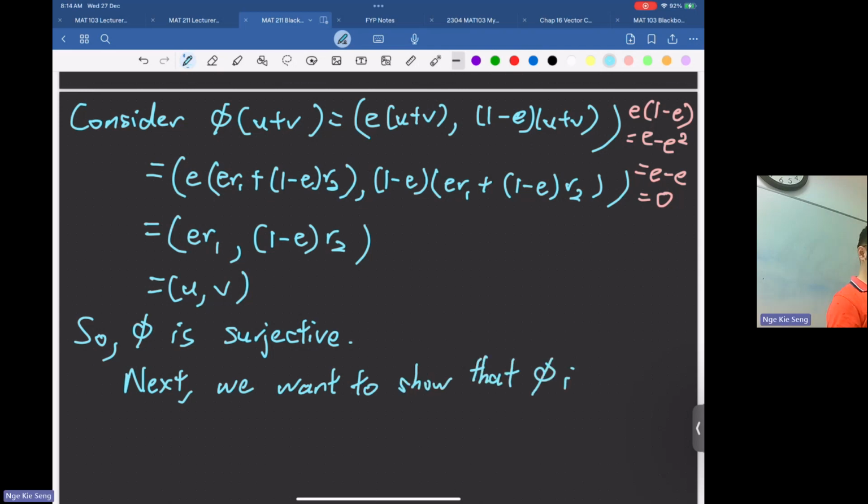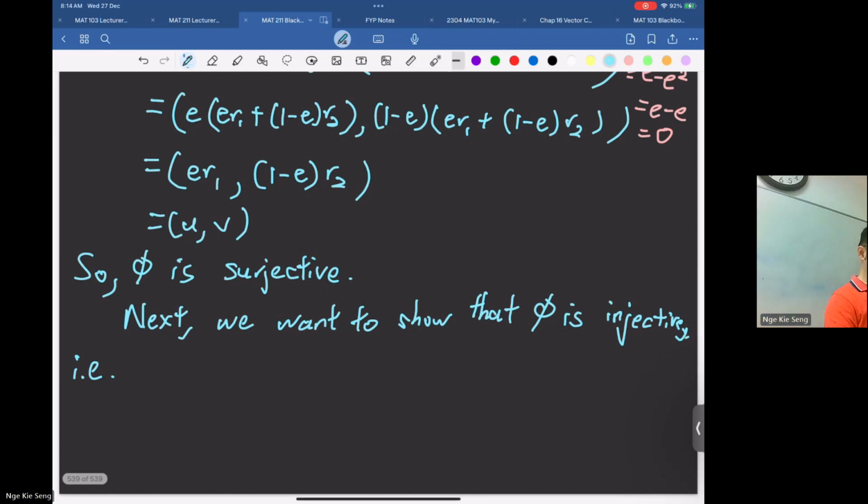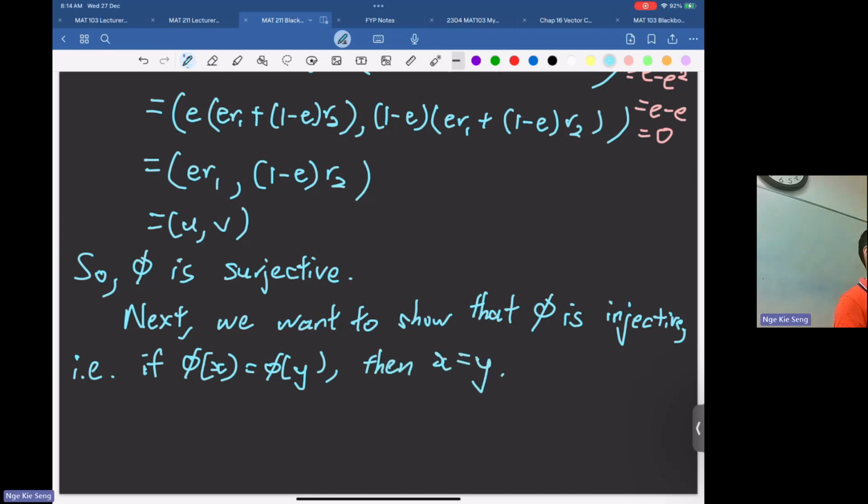So what is the definition of phi being injective? Different inputs get different outputs. Or in other words, what? If phi x equals phi y, then you need to show that x equals y.